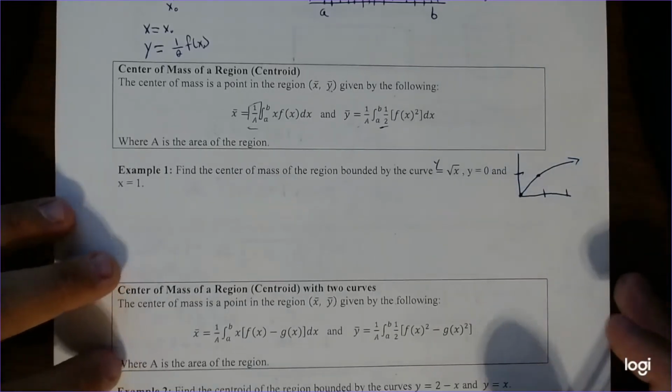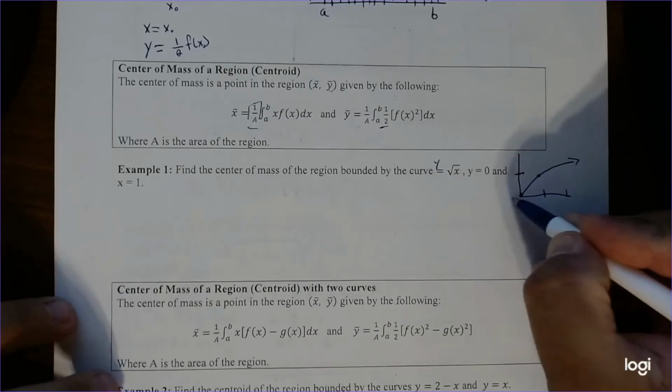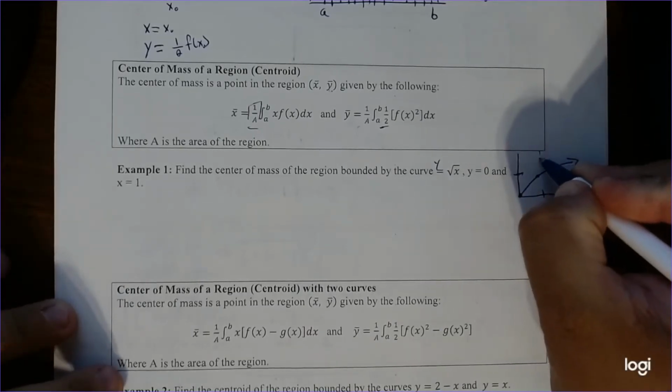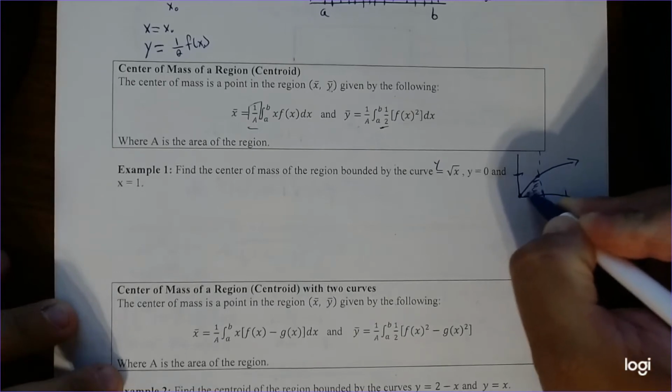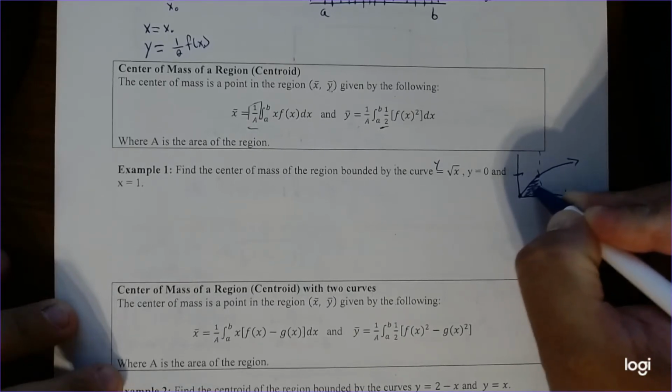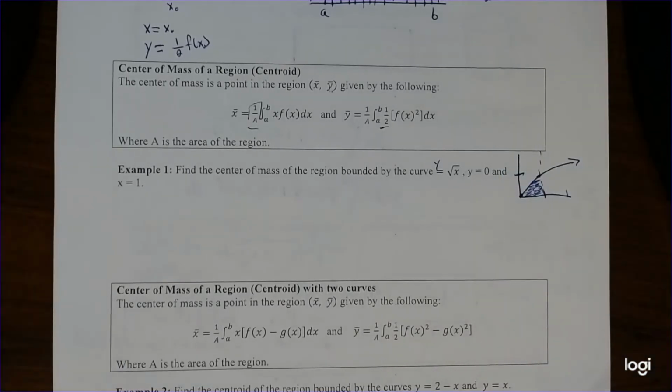So what is the area we're looking for? It's between y equals 0 and x equals 1. So it's this region right here that we're looking at. We need to find the exact center of that region. It's kind of like a curved triangle. Okay.